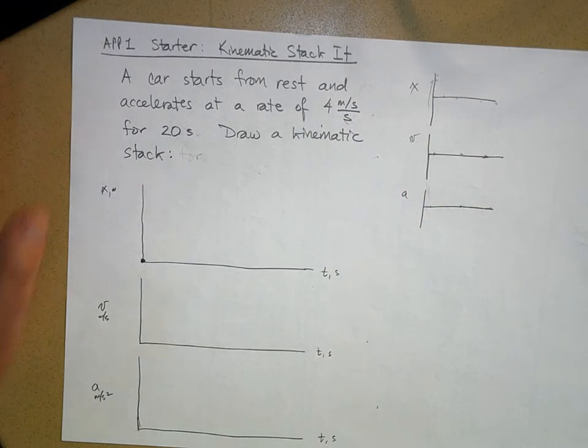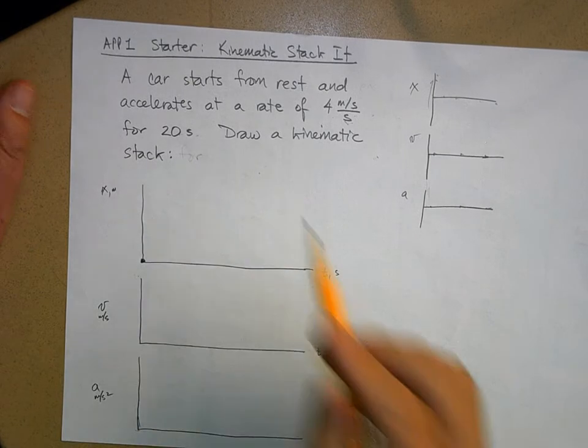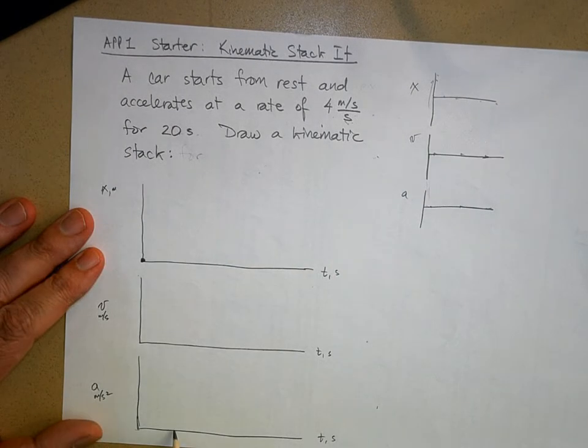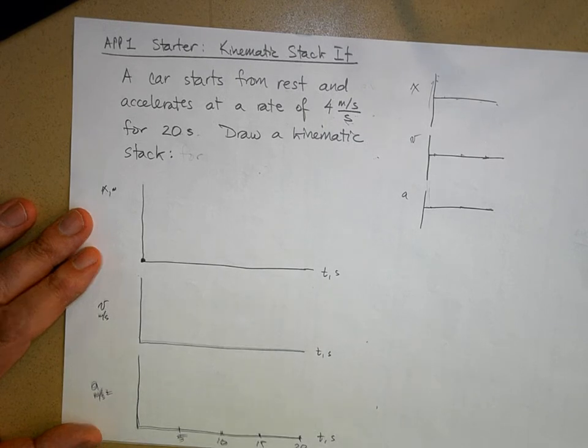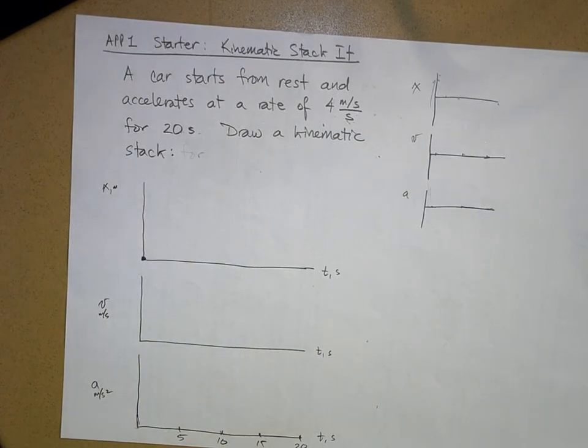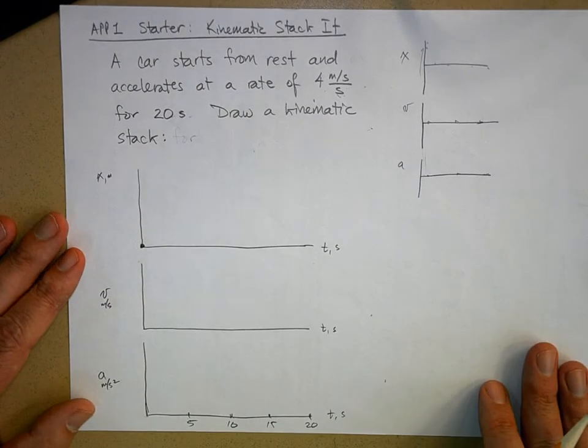The acceleration is 4 meters per second every second the whole time. We have 20 seconds, so let's just go 5, 10, 15, 20. Is that legal? Yes. Some of you want to go 1, 2, 3, 4, 5, 6, 7, 8, 9, 10, 11. You can do that, but I'm lazy. All right, so there's my time axis.